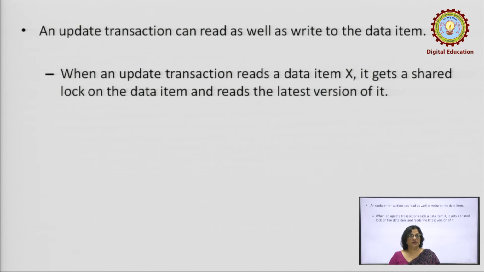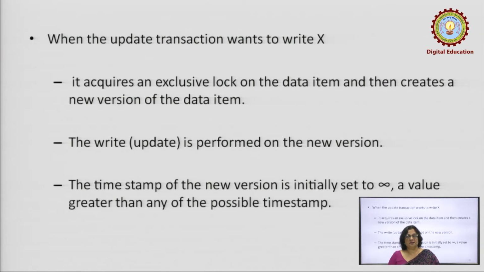An update transaction can read as well as write to the data item. When an update transaction reads the data item x, it gets a shared lock on the data item and reads the latest version of the data item. When the update transaction wants to write the value of x, it acquires an exclusive lock on the data item and then creates a new version of the data item. The write or the update is performed on the new version. The timestamp of the new version is initially set to infinity, which is a value greater than any other possible timestamp.